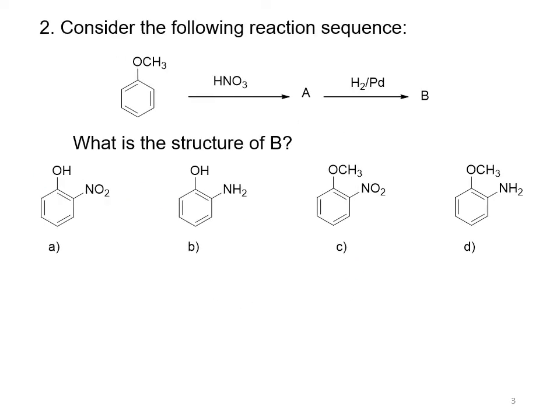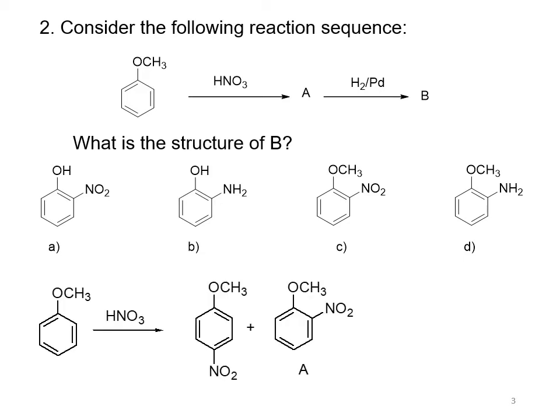Next question, consider the following reaction sequence. So we have anisole and then nitration to give compound A, and then catalytic hydrogenation to give compound B. So obviously what is structure of B? So first, nitration of anisole. Nitration of anisole gives mixture of ortho and para isomers. Obviously, all four possible answers that are given here are ortho isomers. That means you should consider what happened with ortho isomer, ortho nitroanisole. We will ignore para isomer. So that's compound A, ortho nitroanisole.